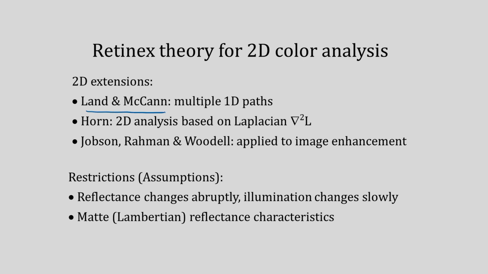One algorithm is by Land and McCann. Multiple 1D paths they have considered. Another one is by Horn, a 2D analysis based on Laplacian. Like this you will get many algorithms. But in this case we have to consider some assumptions. The assumption is the reflectance changes abruptly and illumination changes very slowly. That I have already explained, and also I am considering the Lambertian reflectance characteristics. So these are the assumptions for applying the Retinex theory for 2D color analysis.